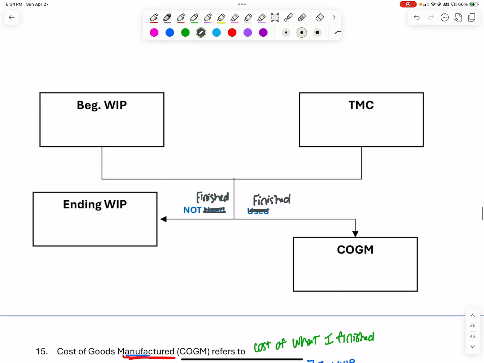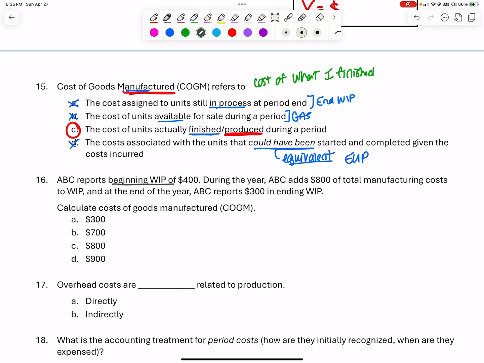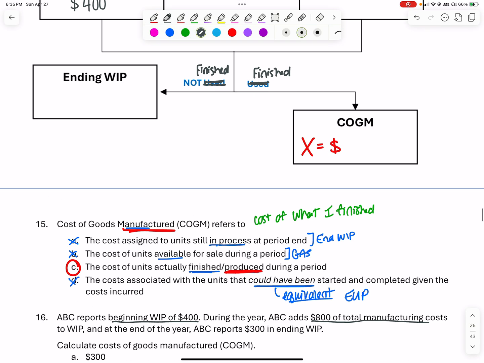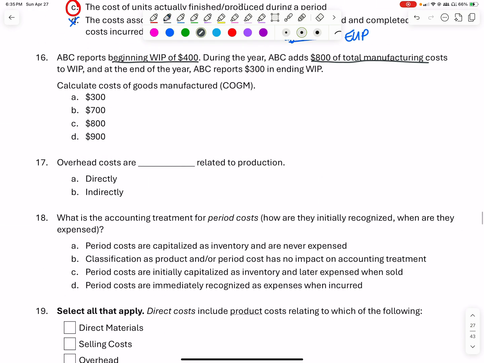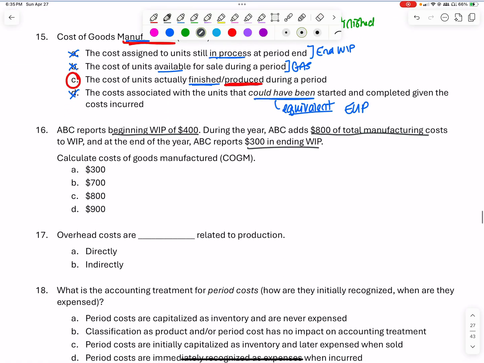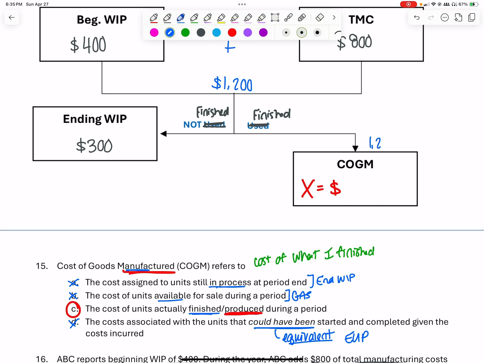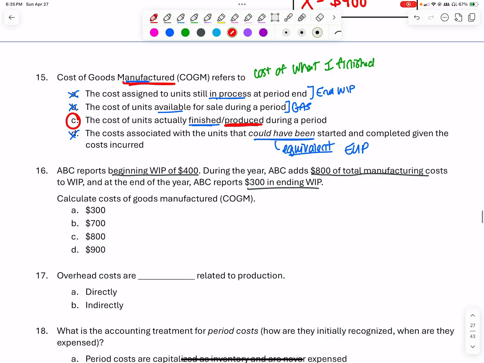So I'm asked to calculate cost of goods manufactured, so that is quite clearly my X. I have beginning work in process of 400. Added 800 in total manufacturing costs, so add that in there. Add those together, 800 plus 400, that goes on the subtotal line here. I had 1,200 in total. I have 300 in ending work in process over here. So of that 1,200, I know where 300 of it is. That leaves me with 900 of it that I still have not accounted for. That is because it is cost of goods manufactured. So $900.